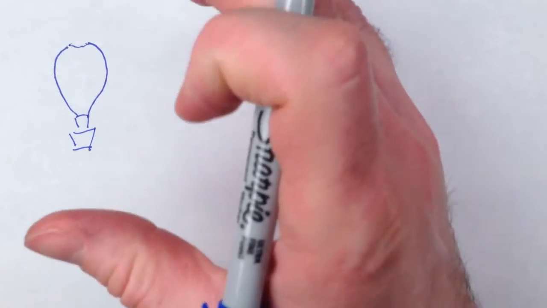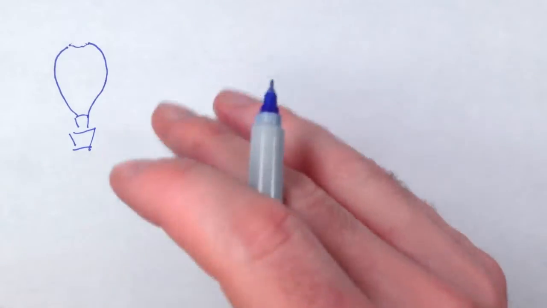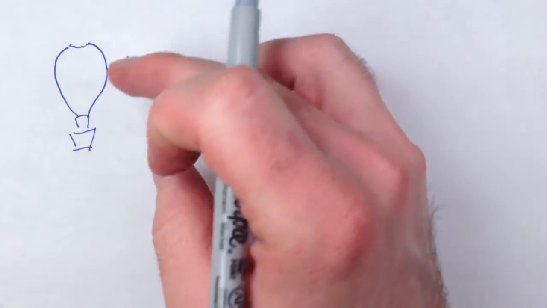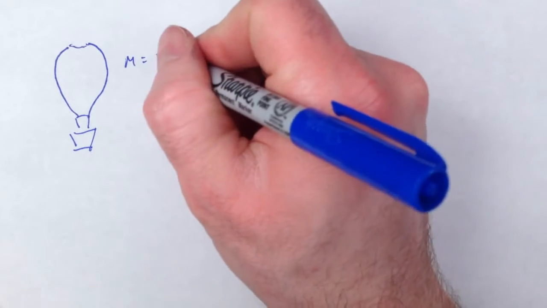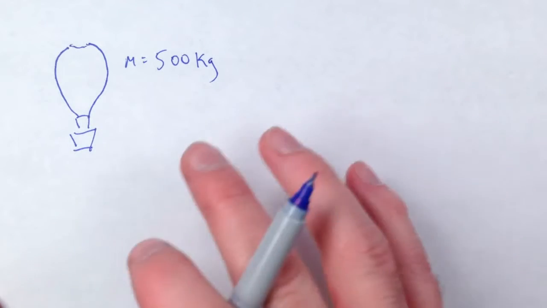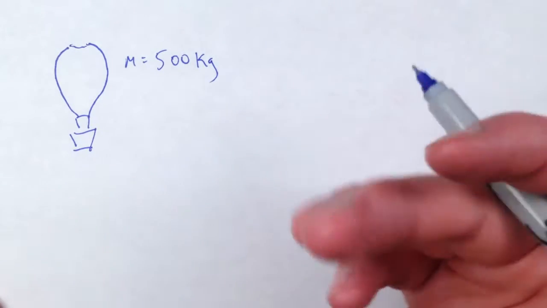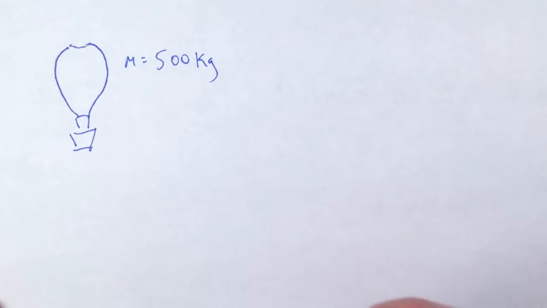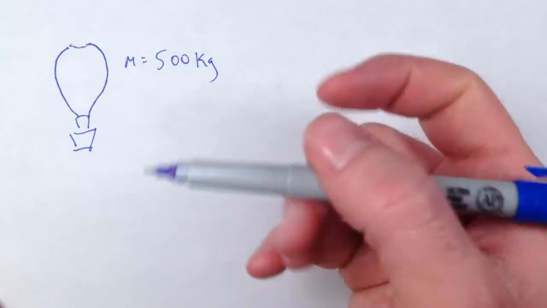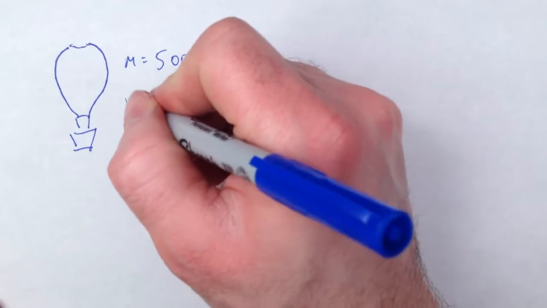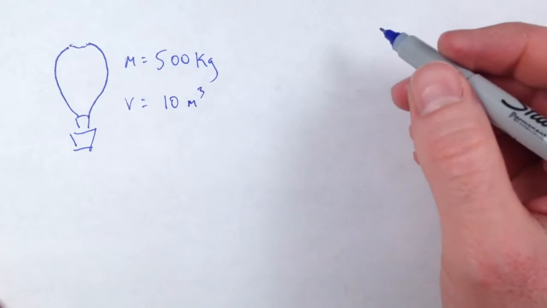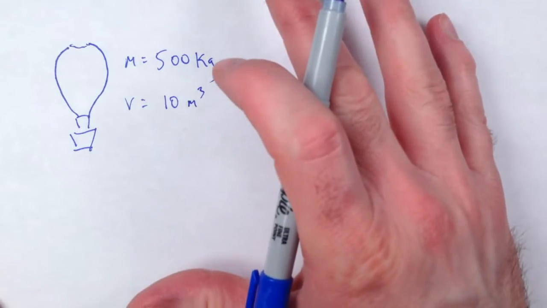Float along. So the balloon that I gave you in the problem had these specifications. The mass of the material in the balloon itself, you know, the basket and the fabric and all that, was 500 kilograms. The volume of the material, remember the deflated volume just of the basket and the fabric in the balloon itself, that had a volume of 10 cubic meters.